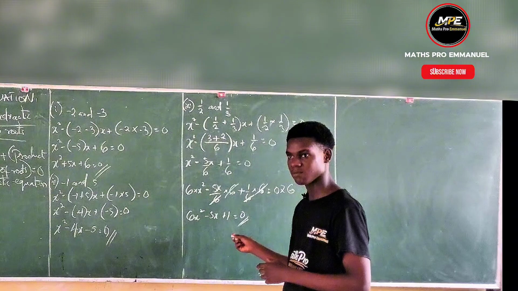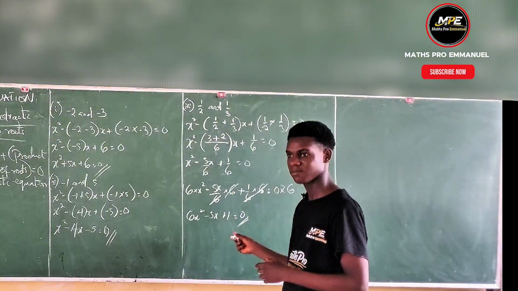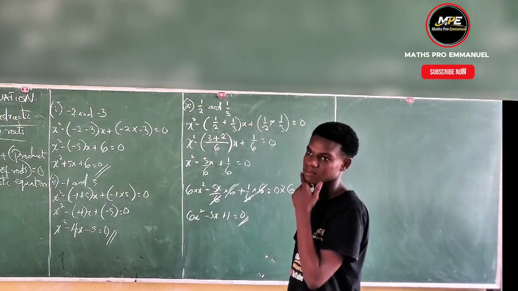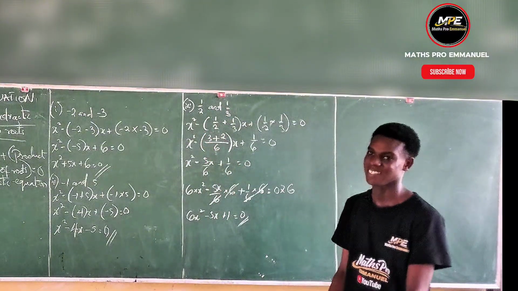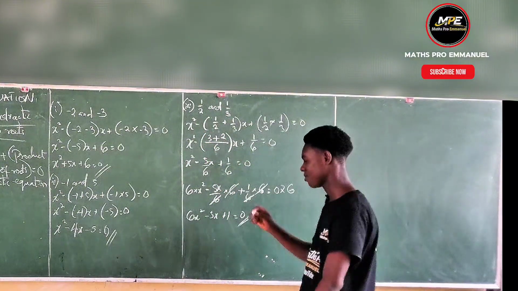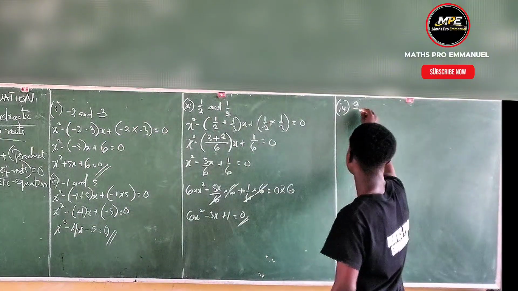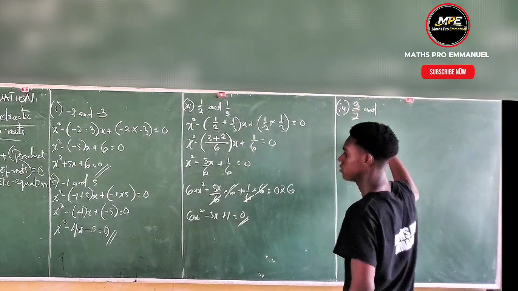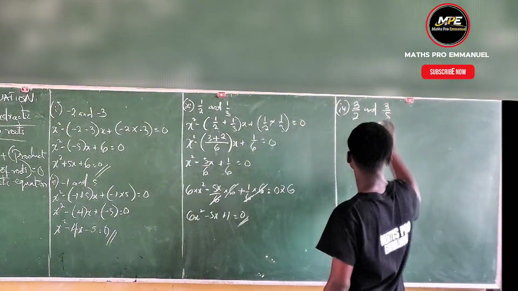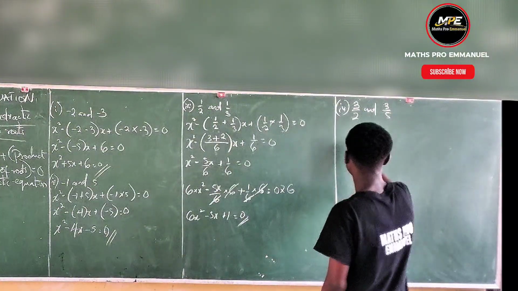Was it the question I gave to you? Check. So this is the answer. 1 over 2 and 1 over 3, that was the question, and I actually formed this equation. Now the next one is 3 over 2 and 3 over 5. So I'll still follow the same principle.